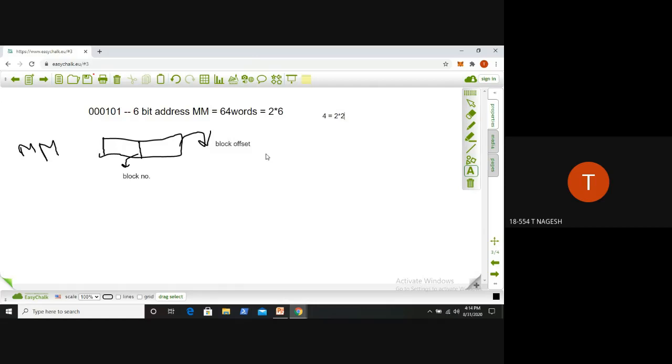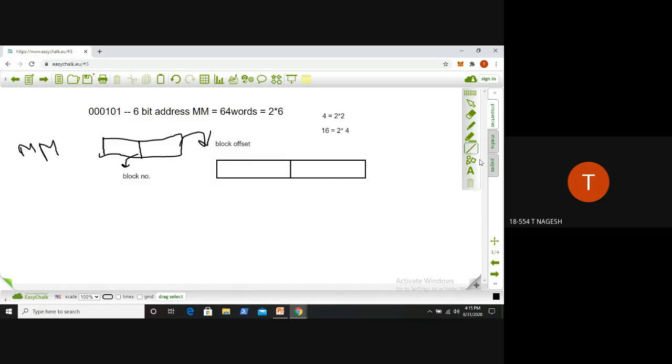Why do I need 4 bits for the block number? Because the number of blocks that I have is 16. To represent 16 blocks, I can write it as 2 power 4. So I need 4 bits. So the entire main memory address is divided into 2 parts: one is the block offset and the other is the block number.